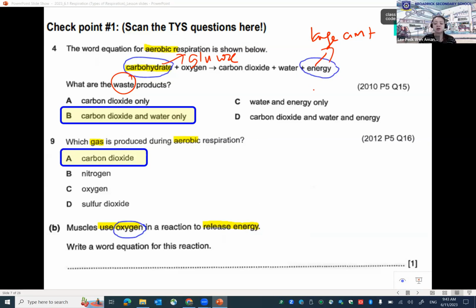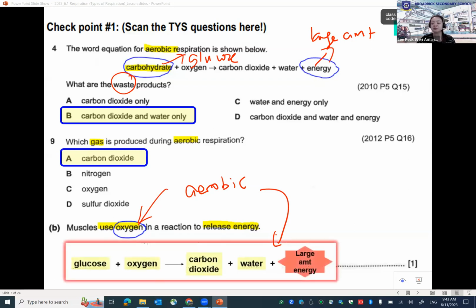Now, muscles use oxygen in a reaction to release energy. So write a word equation for this reaction. So since we're talking about the usage of oxygen, we are referring to aerobic respiration. So all you have to do is then write down the word equation for aerobic respiration. So if you refer to your notes, then you would know that you will have to have glucose plus oxygen, giving you carbon dioxide gas, water as a byproduct, and of course, a large amount of energy. You need to make reference to the words large amount of energy.